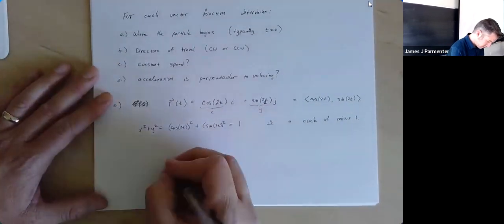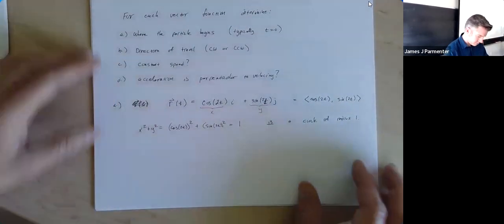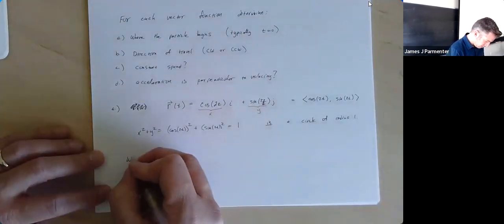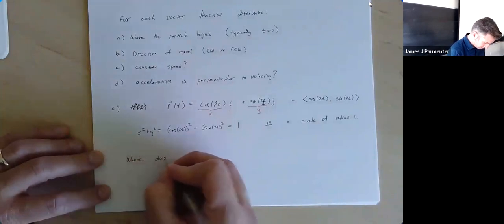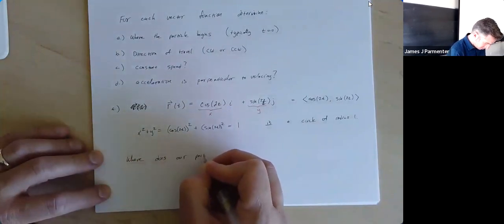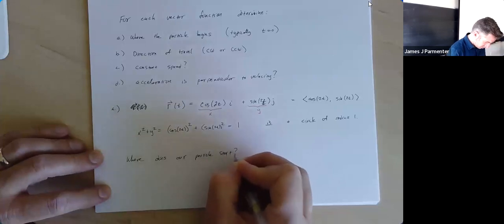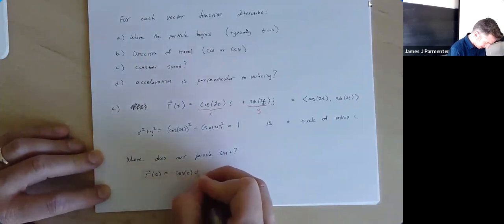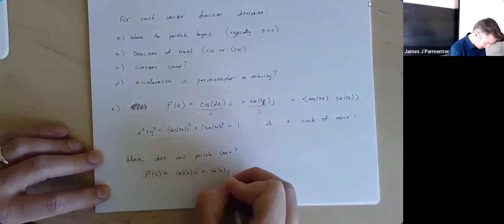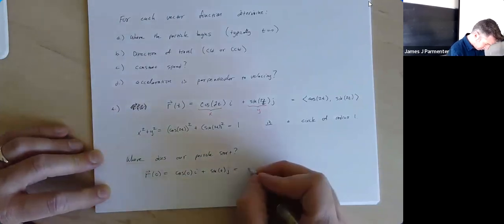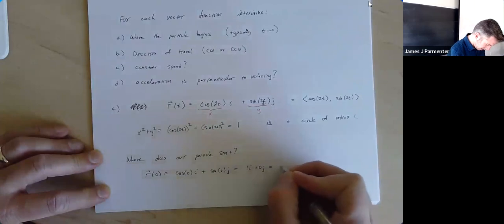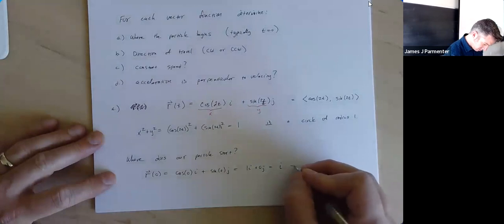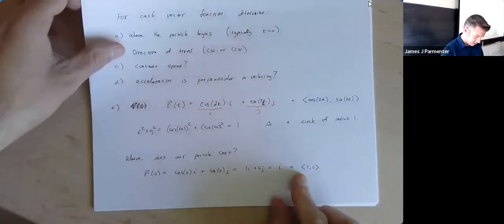Cool. So I'm going to want to draw this on another page. But to answer the first question, where does our particle start? Well, r of 0 is cosine of 0 times i plus sine of 0 times j, which is going to be the point 1i plus 0j, or just i. So we're starting at the point 1, 0. Great, let's draw some pictures.